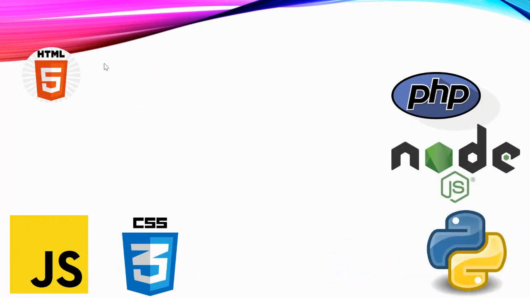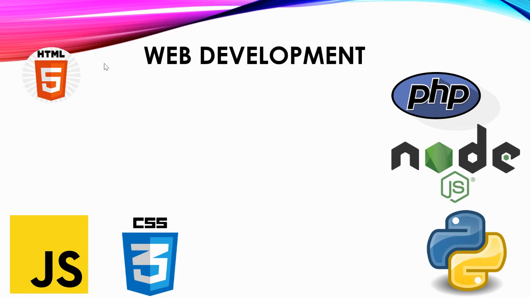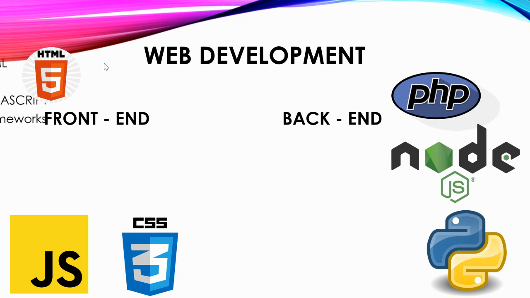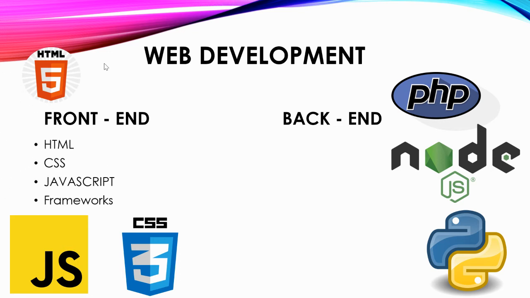So, if we talk about web development, web development consists of two parts. First is the front end, and second is the back end. Front end consists of HTML, CSS, JavaScript, and some frameworks and libraries of both CSS and JavaScript. Frameworks and libraries can be React, Vue, Angular, or Bootstrap, and many more.